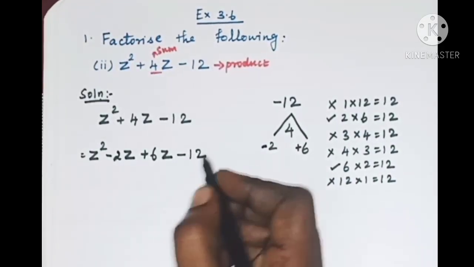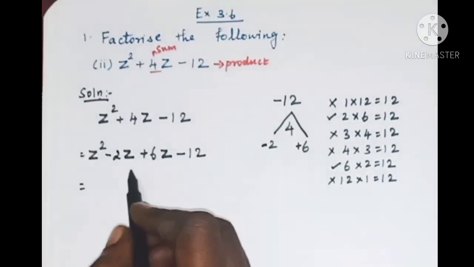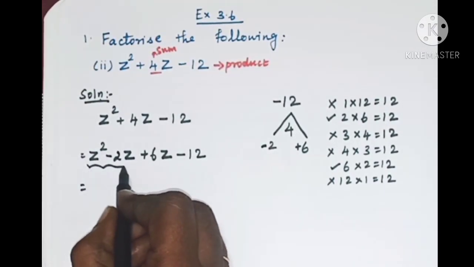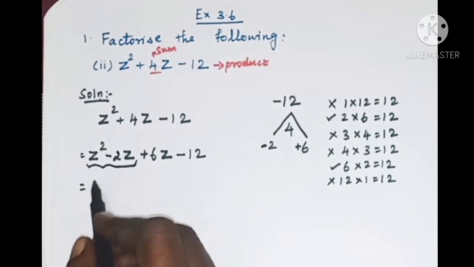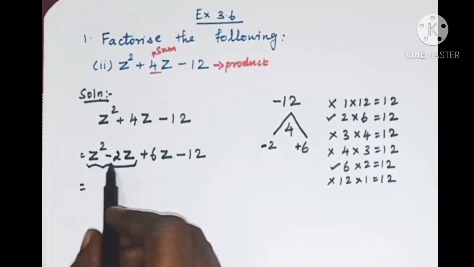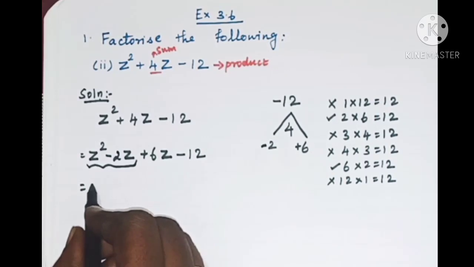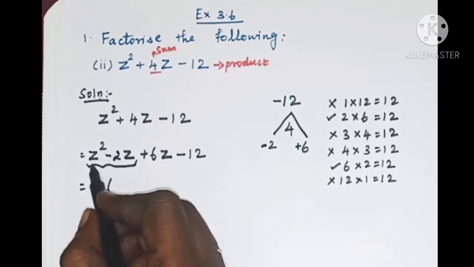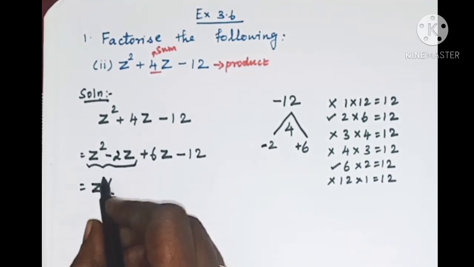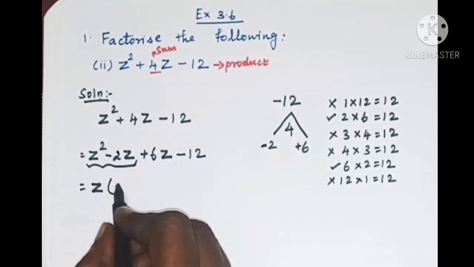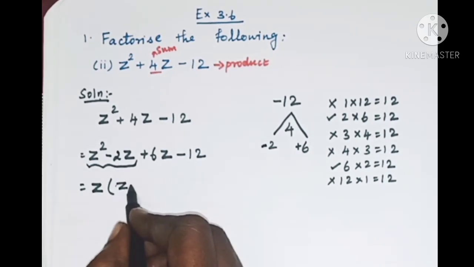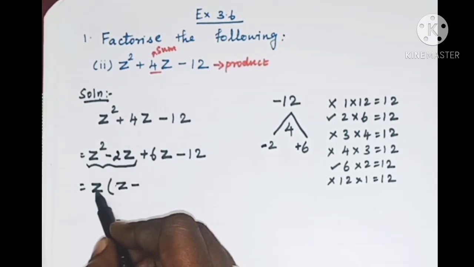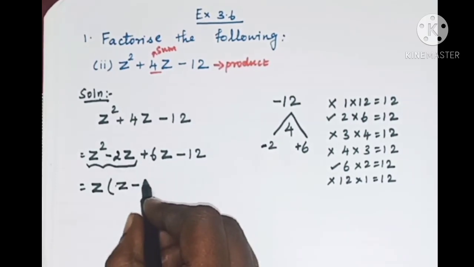Minus 12. Now as usual, we have 4 terms here. Split into the first 2 terms and identify the common variable. From these 2 terms, the common variable is z. Take that variable outside. So we have z square, and in the second term, 2z. So already 1 z is taken outside, so the remaining is z. Minus, in the second term we already took z outside, so the remaining term is minus 2.